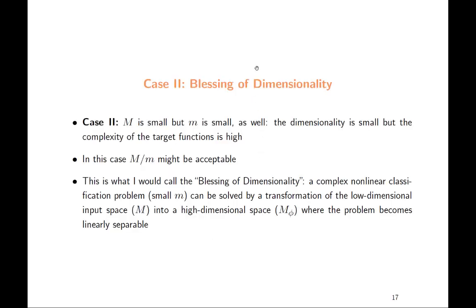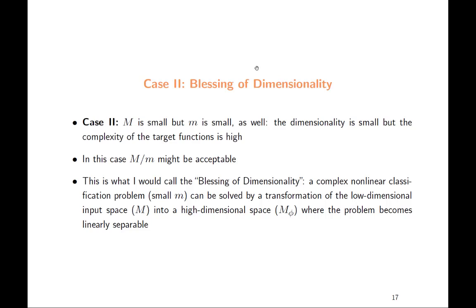So case 2 I call the blessing of dimensionality. So if m is small or not too large, so the input dimension is relatively small, but small m, so the smoothness is small, then if you divide a small number by another small number, it might be acceptable. And so we have relatively small inputs, but high complexity.